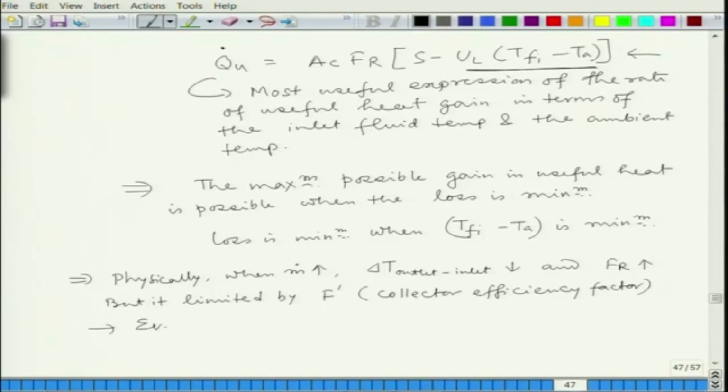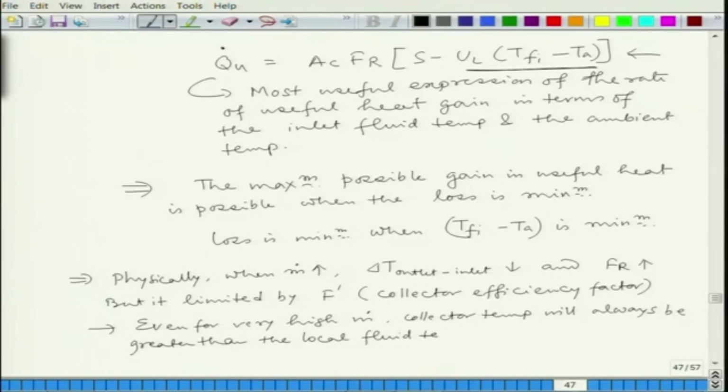So, even for very high mass flow rate, collector temperature will always be greater than the local fluid temperature, right, and that is why Fr, this collector heat removal factor, is always less than or equal to F prime, okay, and that is what sets the limit for F double prime, which is always less than or equal to 1, right. That is what we have seen in the earlier plot.